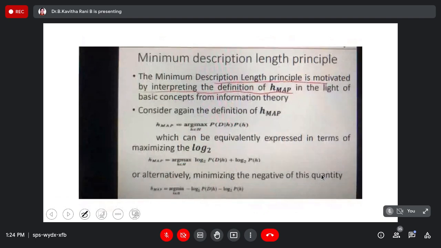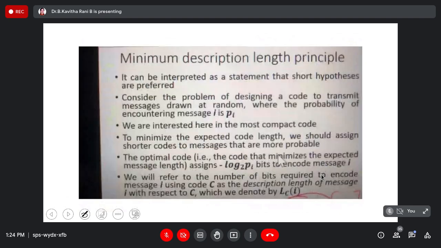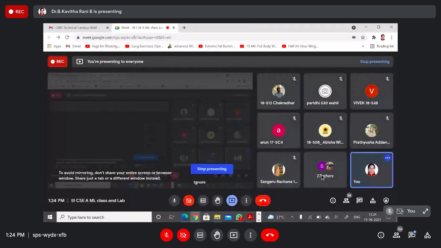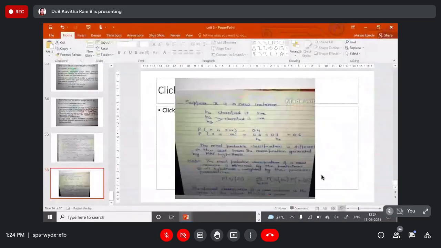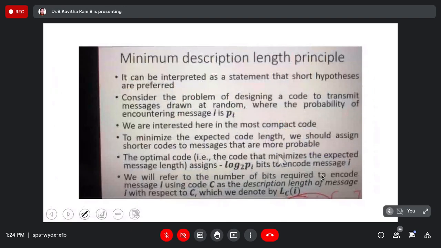Now it can be interpreted as a statement that short hypotheses are preferred. So what we are doing, a minimum of something we have to prefer, or simple hypotheses are preferred here. So what we have to do is find the simple hypothesis. Okay, so now I'll tell you one example. Consider the problem of designing a code to transmit messages drawn at random, where the probability of encountering message i is Pi.